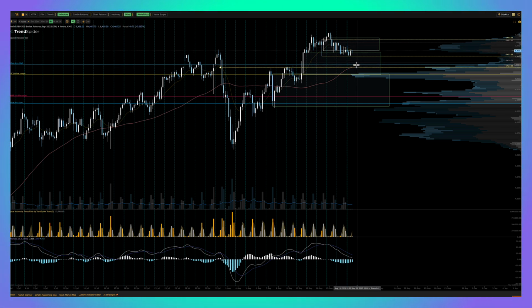The value area high, 6,430 to 6,440, somewhere around there. And then the old resistance breakout at 6,427. Point of control, 6,411. This chart looks like August weather, sideways to grinding into support zones.